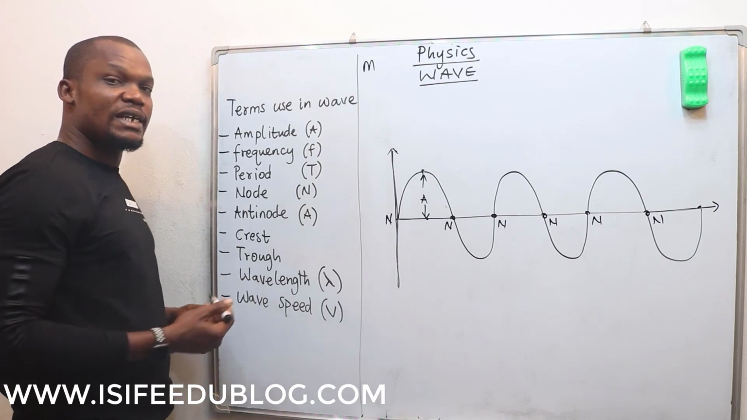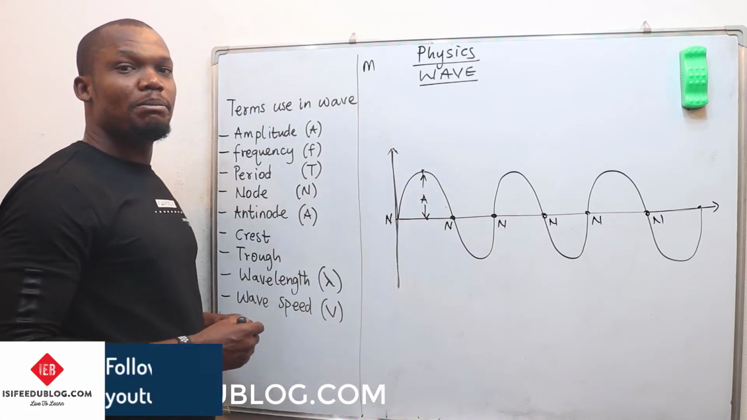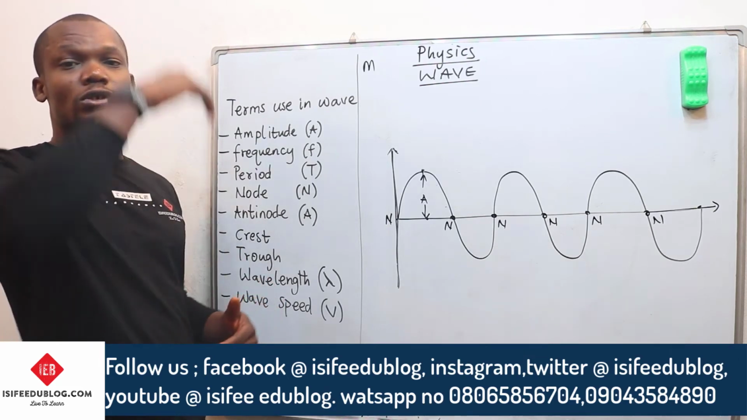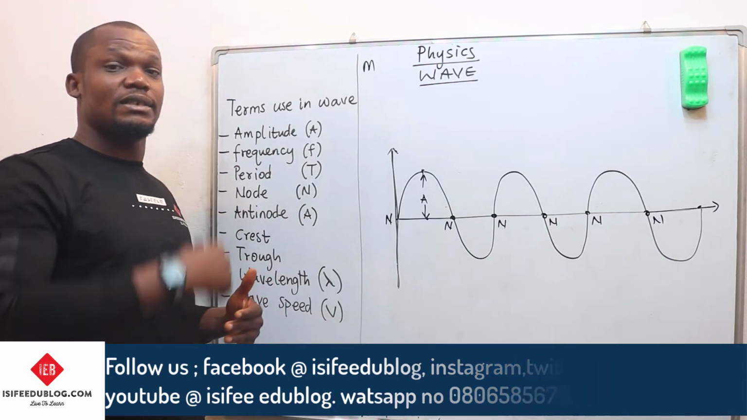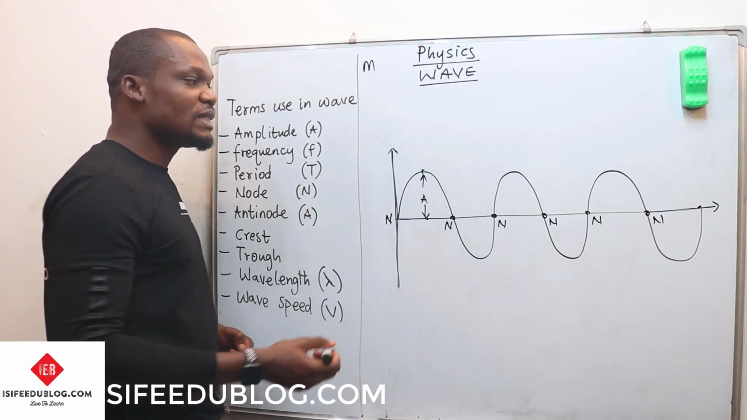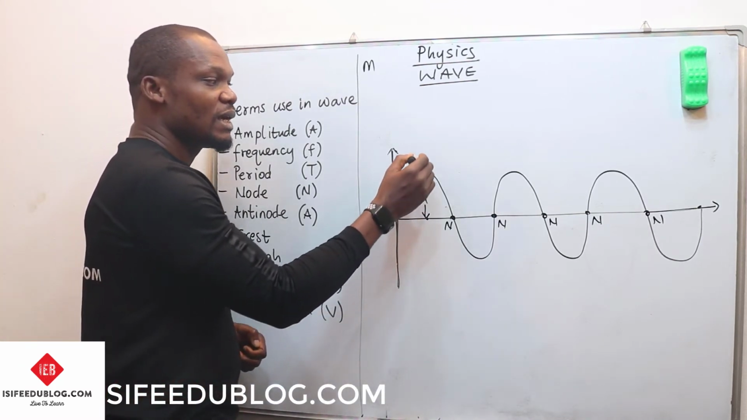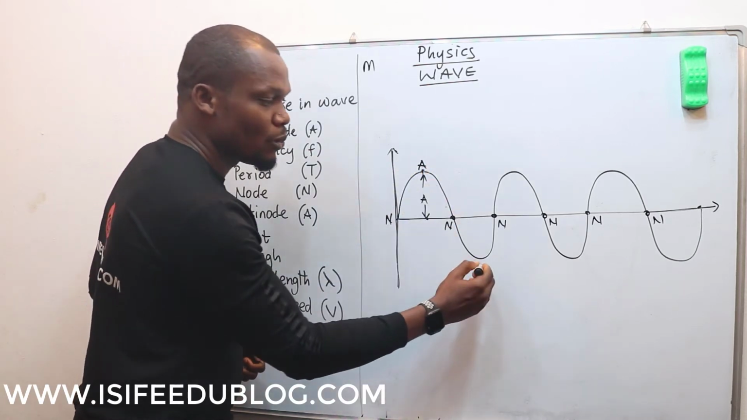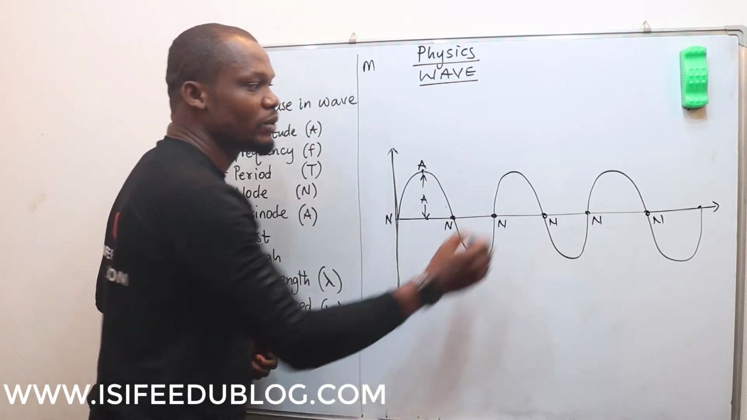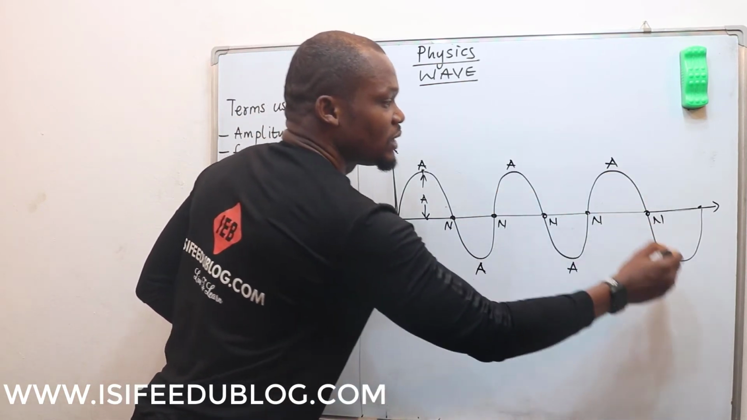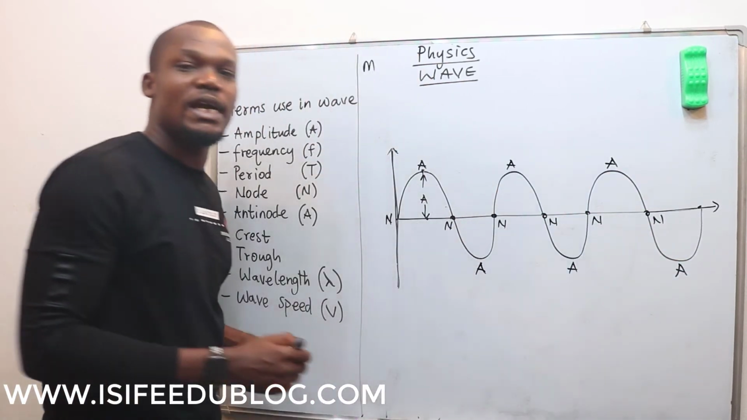Inversely, we talk about the antinode. Antinode is the point of maximum displacement of wave, both vertically, that's both upward and downward. So we can see that all these points here are antinodes, where we have the maximum displacement up and the maximum displacement down.